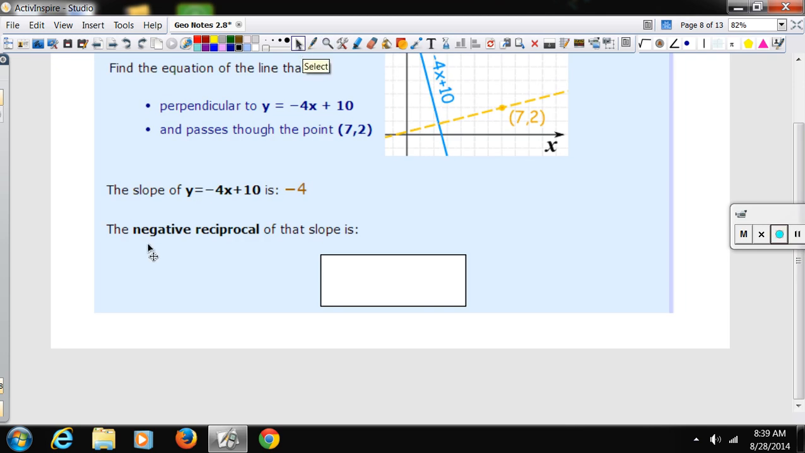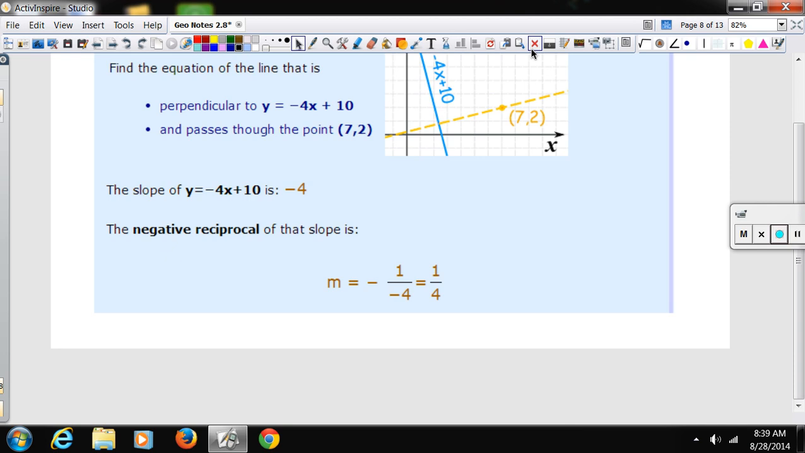Now you have to find the negative reciprocal of that so that you can tell what your new slope is going to be. So what do you think? If it's -4, what does my new slope have to be? A positive 1/4, right? So we're going to need a positive 1/4 for the new slope. You put the negative, you flip it around, and a double negative makes a positive, so it's a positive 1/4. Your new slope for your yellow line has to be 1/4.